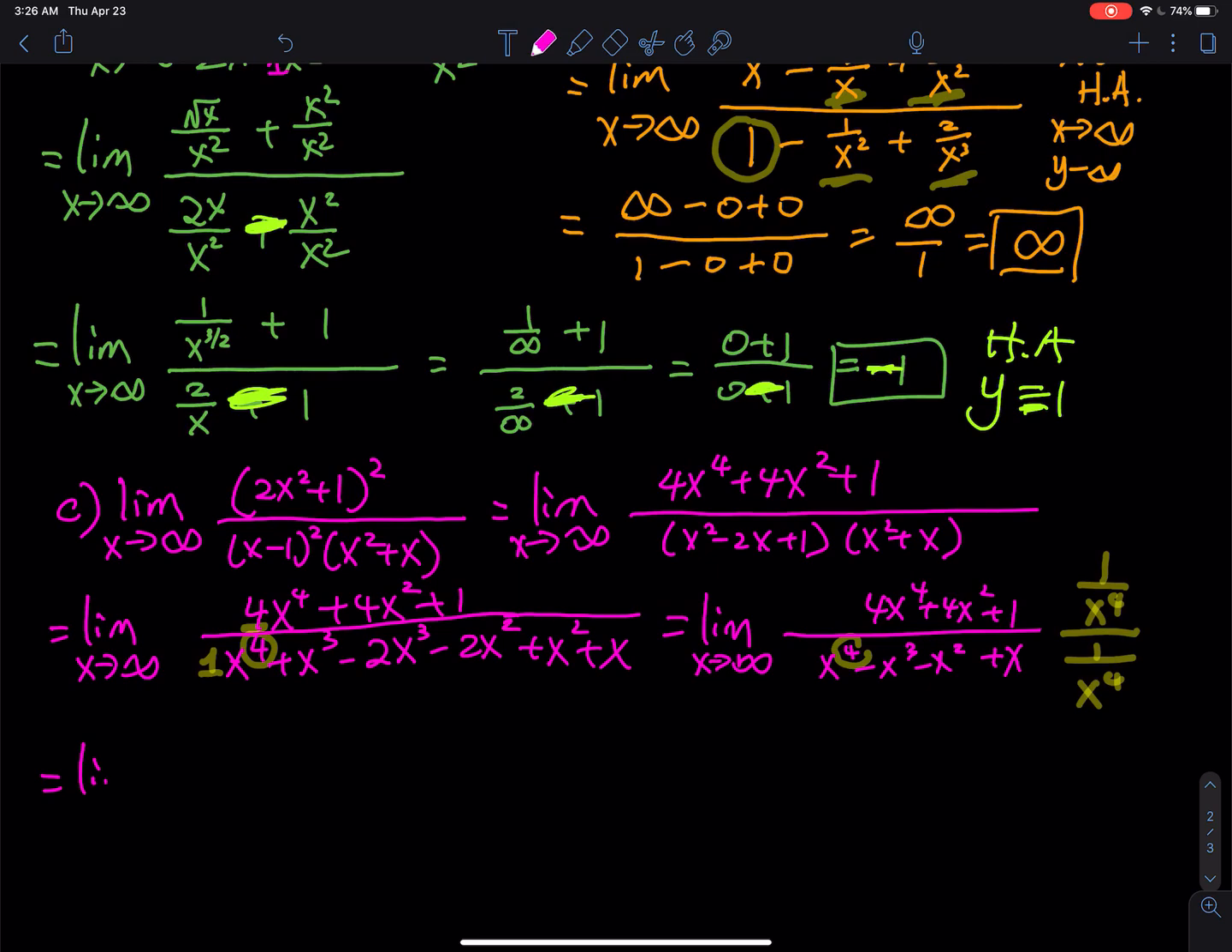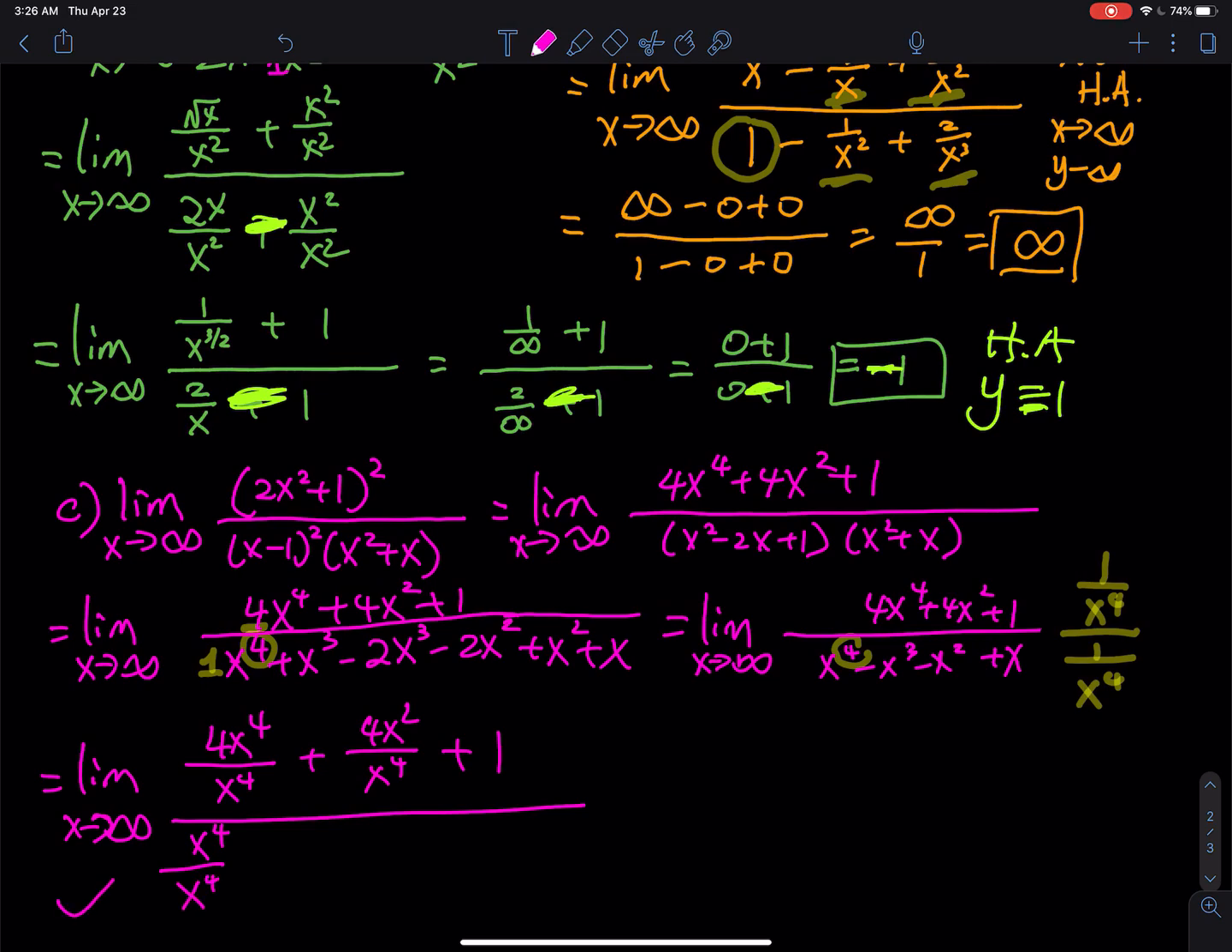So this is the limit as x approaches infinity. You have 4x to the 4th divided by x to the 4th, plus 4x squared divided by x to the 4th, plus 1 divided by x to the 4th. I know it's a lot to write, but as you get more practice, you can skip this step if you like. Minus x to the third over x to the 4th, and then let me just quickly write this down for you. Minus x squared over x to the 4th, plus x divided by x to the 4th.